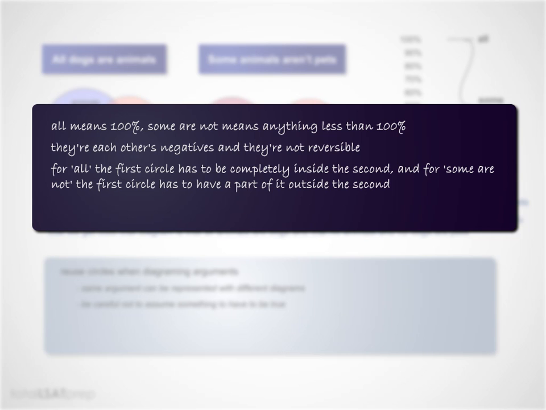And for some are not, the first circle has to have a part of it outside the second. Once again, that could also mean that the first circle is completely outside the second. When you're making diagrams, reuse the circles and be careful with your assumptions.